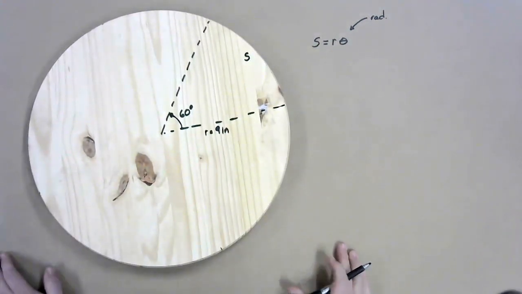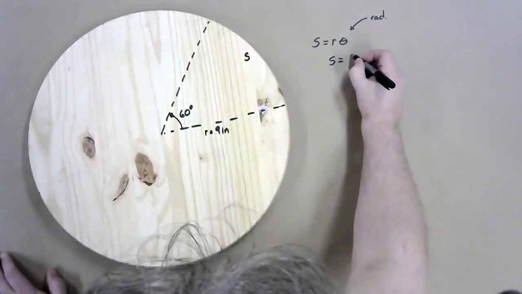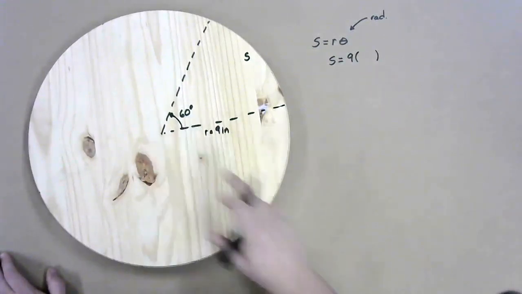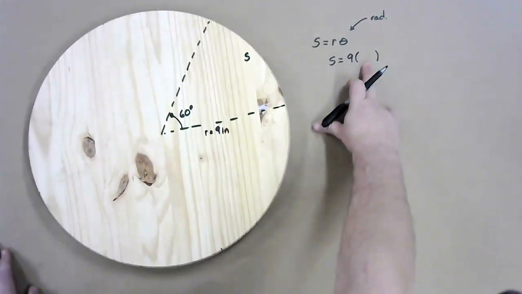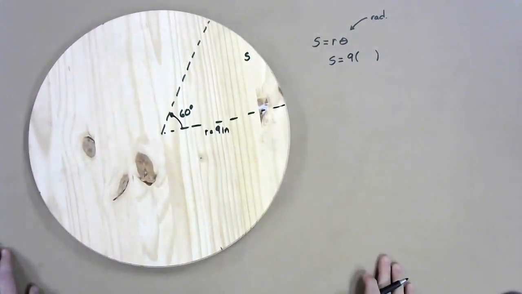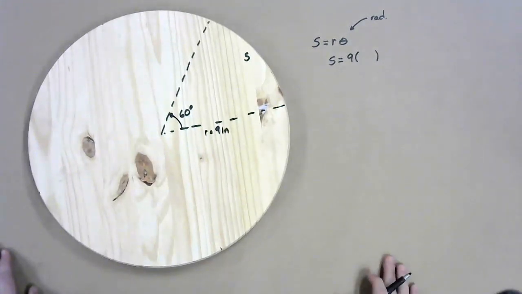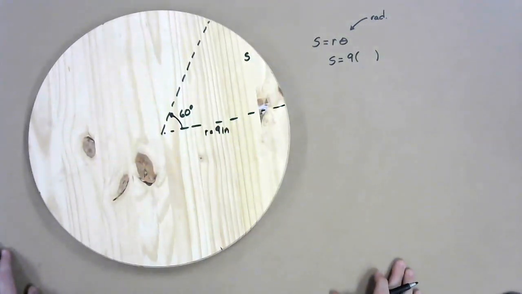So just for practice, let's do that. So we have S equals our radius of 9 inches. And our angle is where we have to be careful. We can't use that 60 degrees. If we did, we'd have inches times degrees, and that would give us inch degrees. If we multiply that by 60, 540 inch degrees. So that arc length is 540 inch degrees. And I still don't know what an inch degree is. Hence the disadvantage of measuring in degrees.